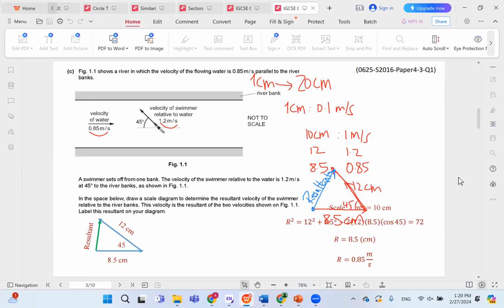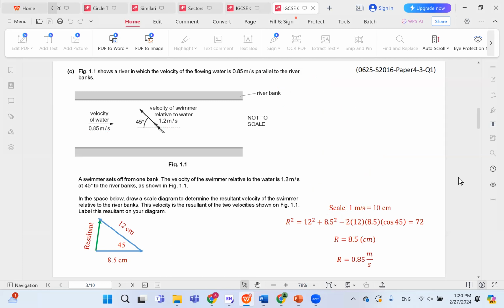Let's check the correct answer. So like we said, we would draw 8.5 centimeters for the horizontal line. And at 45 degrees, we have 12 centimeters. Now, you should be able to get this value using your ruler. So you should measure the value of the green line on your sheet using your ruler, and you should get the correct answer.